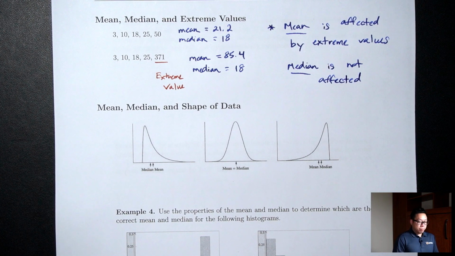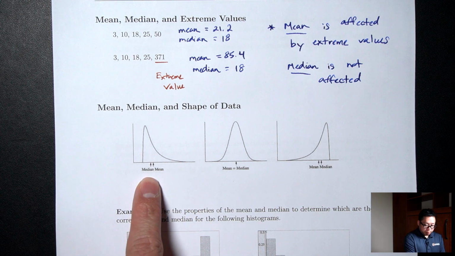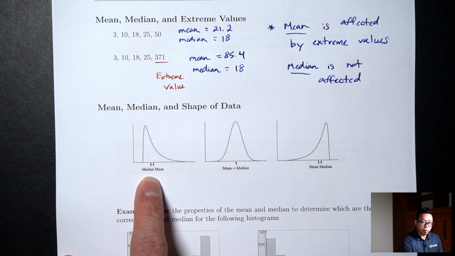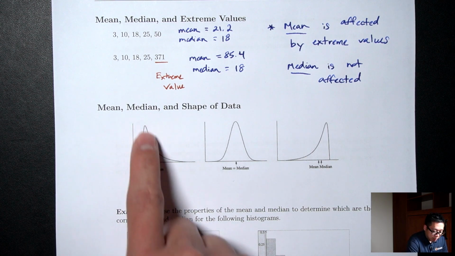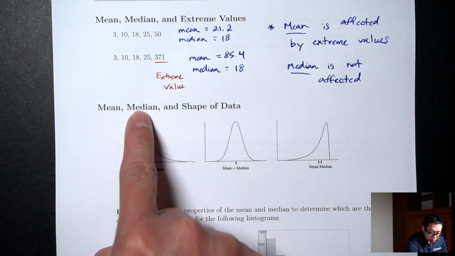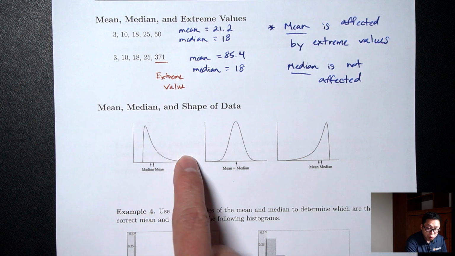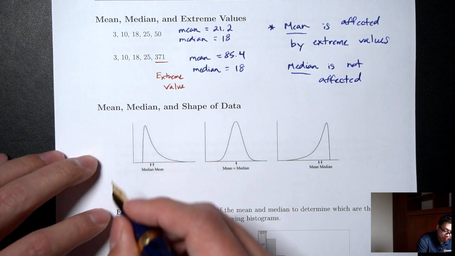So now let's talk about the mean, the median, and the shape of data. By shape of data, I mean skewed left, skewed right, symmetric. The first picture, is that skewed left or skewed right? Skewness, remember, has to do with the location of the tail. I have a peak here. This part is the tail. The tail is on the right side. This is skewed right.